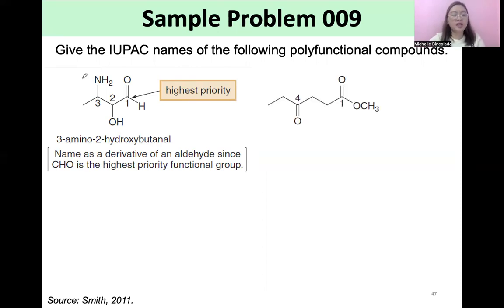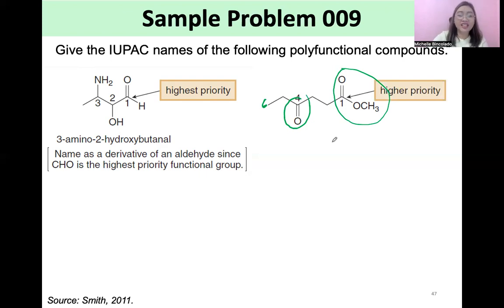Ayan. So ano kaya magiging parent name ito, guys? Diba yun ang ating step 1? So 1, 2, 3, 4, 5, 6 coming from hexane, yung magiging parent name niya, guys. Then we have 2 groups here. Ketone. Ito, guys, ang ketone. Ito naman ang ating ester. And if you check yung list natin kanina, guys, higher ang priority, guys, ng ester. So this will have the suffix oate. O diba, 6. So, hexanoate.